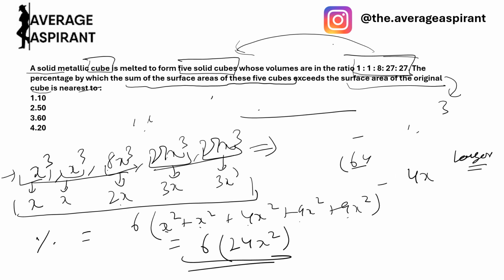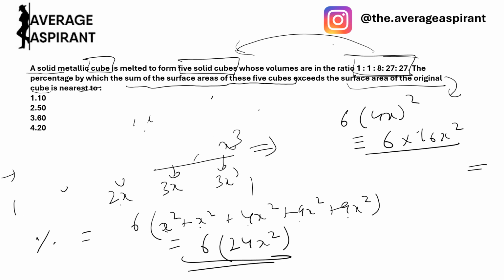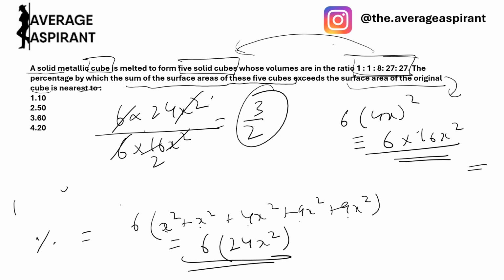And what is the surface area of the larger cube? It is 6 into 4x square, which is 6 into 16x square, right? Now we have to find the percentage by which this particular area is more than this particular area. So for that, we simply divide 6 into 24x square by 6 into 16x square. x square, 6, 6 cancel. So this is 3 by 2, right? We divided by 8. So 3 by 2 in terms of percentage is what? 150%, right?